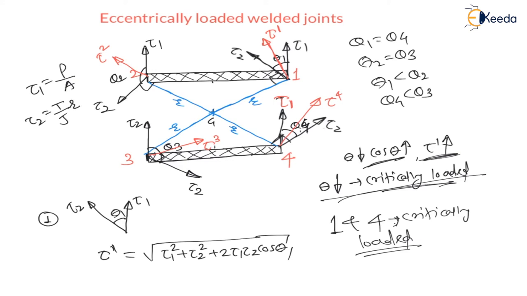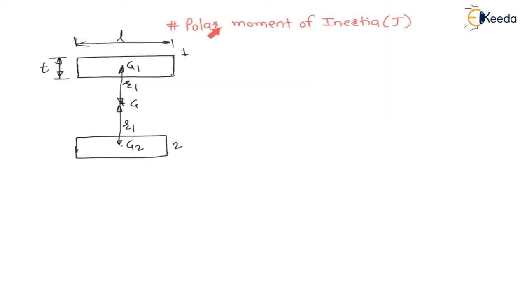Now, for these welds, upper weld and lower weld, we have to find J. Finding J is very important. So, we will see how to find polar moment of inertia J for these top and bottom welds. Now, let us consider only the top weld, that is weld 1.